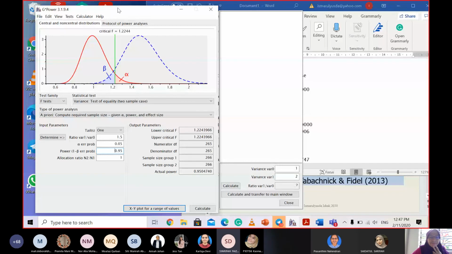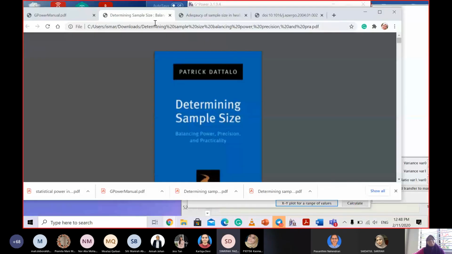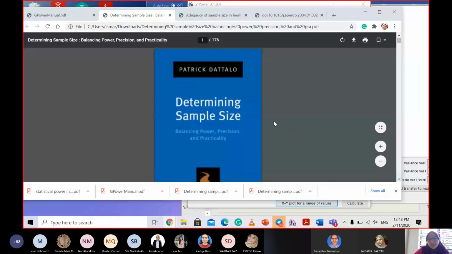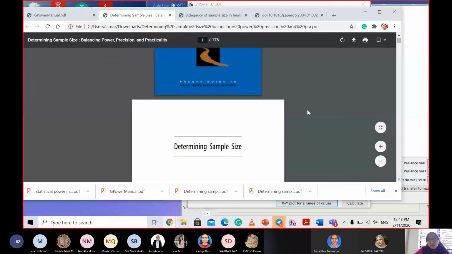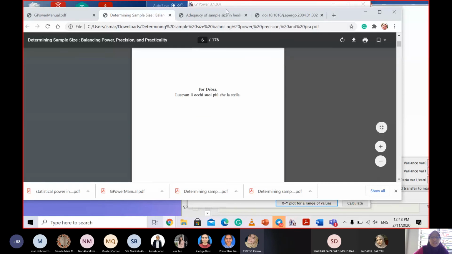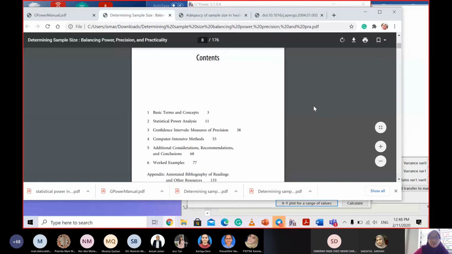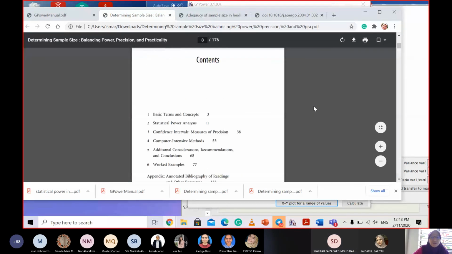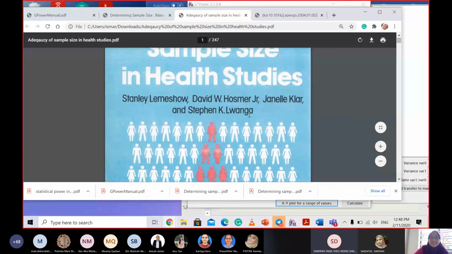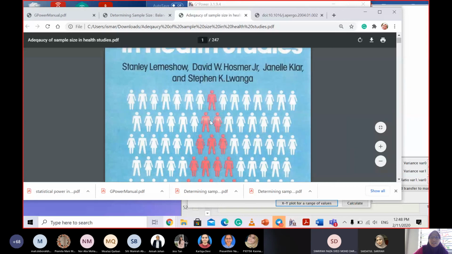I have another reference book. This is the reference book. Do you want this? Yes, please, doctor. Okay, I can put it in the UK folio. It shows the confidence, statistical power. This is another one. Let me show: adequate sample size in health studies.